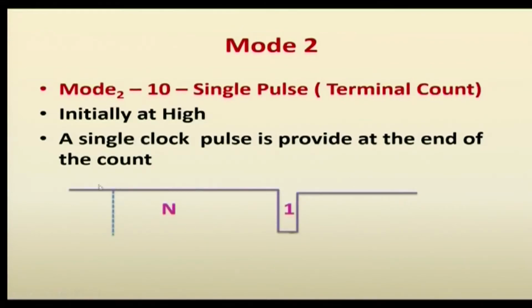That is, this is the start. Suppose you are giving the value 10; after counting down to 0 it goes to one low value, a short pulse, then it again comes to the high value and is maintained at high. After loading the new value, it will decrease, then at the end of the count it will go low for one pulse. This is a single pulse terminal count. At the end of the count there will be a small pulse at the low level.